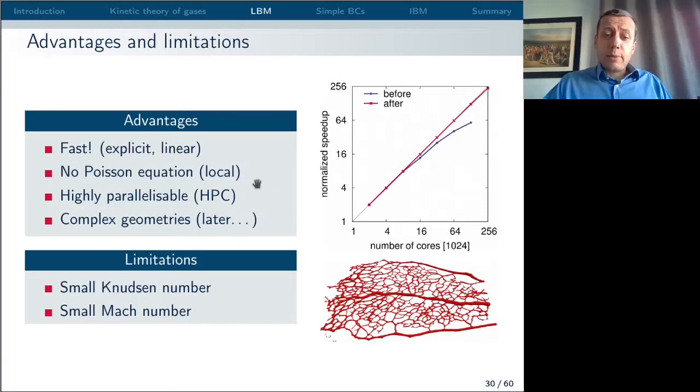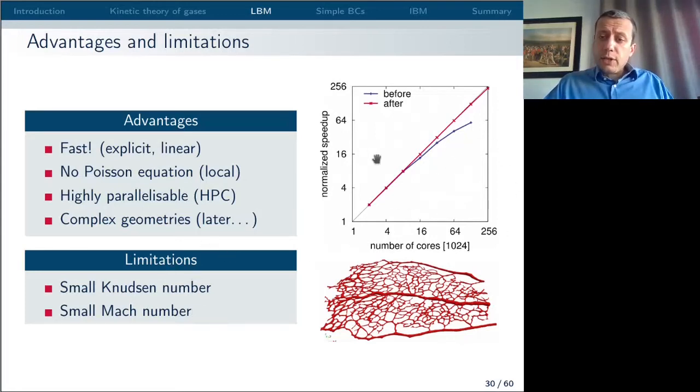Therefore, you can usually parallelize Lattice Boltzmann relatively easily compared to other algorithms like finite volume, where you have to solve the Poisson equation. And complex geometries can be implemented relatively easily compared to other CFD methods. There are some limitations, and there are more, but I will just mention these here. You can only simulate small Knudsen numbers, and you can only simulate small Mach numbers, at least for the original Lattice Boltzmann scheme. There are extensions where you can go to rarefied gases, and you can also go to compressible fluids, but I will not cover that here.